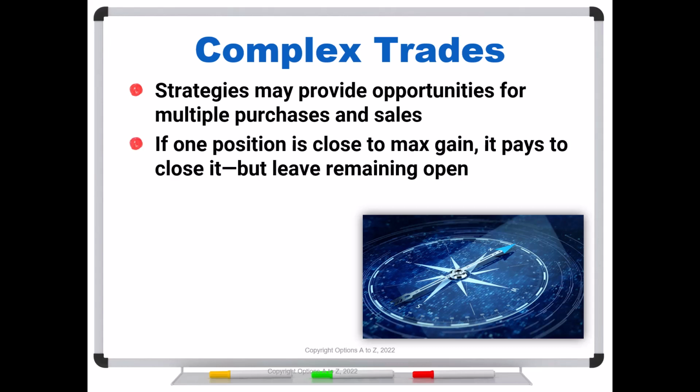So again, if one position is close to the maximum gain, it pays to close it, but leave the remaining positions open. But the question that we're trying to address here, how do you track it? How do you figure out what you have left? Now, sure, most of your fancier platforms like thinkorswim or E-Trade will show you a risk graph, and you can do some hypothetical trades in there and see what's going to be left or what's going to remain. But let me show you an easy way to sketch it out.